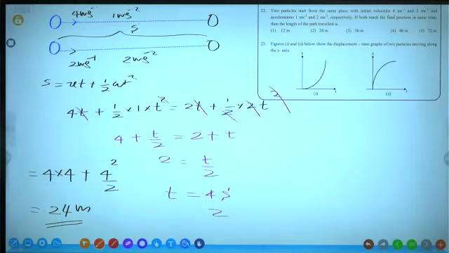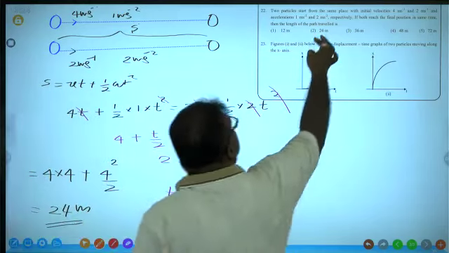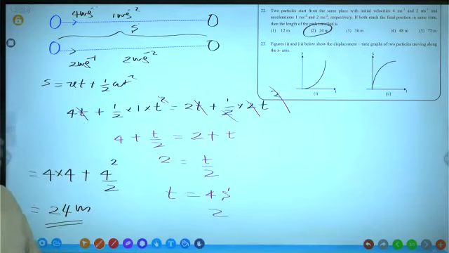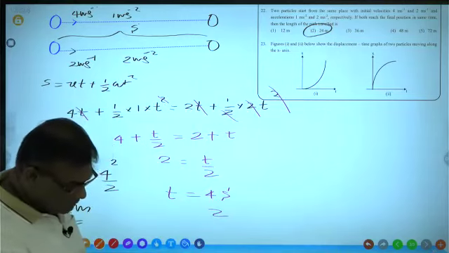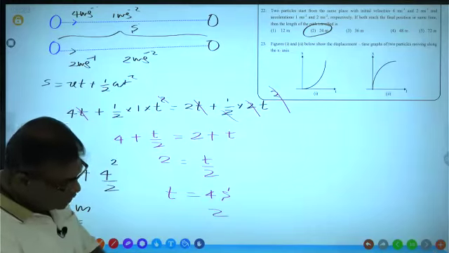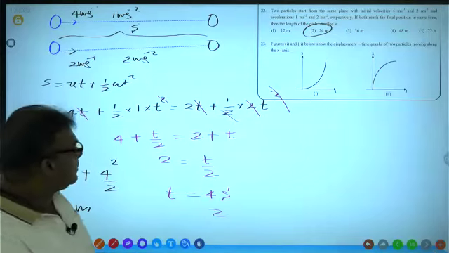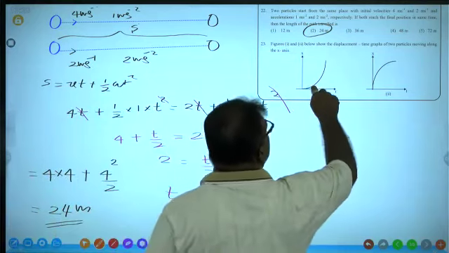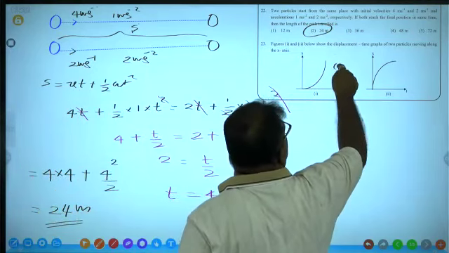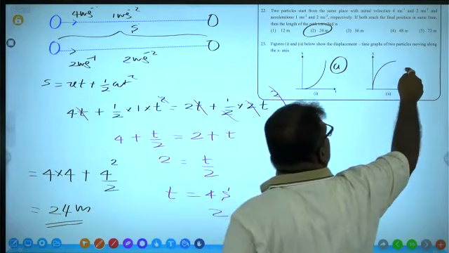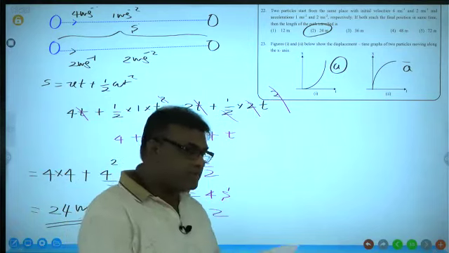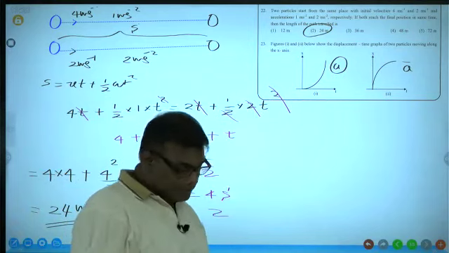Question number 22, correct answer is the second one. Number 23. The figure shows displacement time graph of two particles moving along the x-axis. It's a simple thing. This one shows increasing velocity, which is called acceleration. This one shows deceleration, decreasing velocity as the slope is decreased. First one acceleration, second one deceleration.